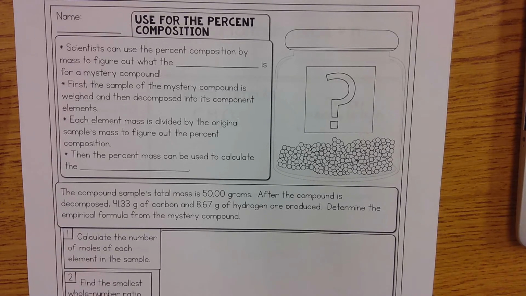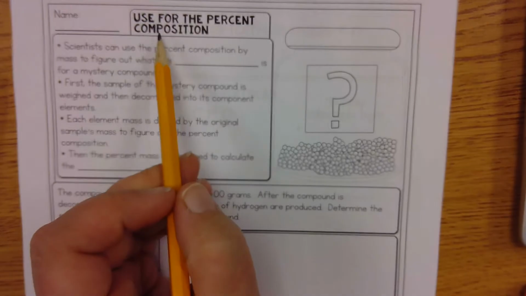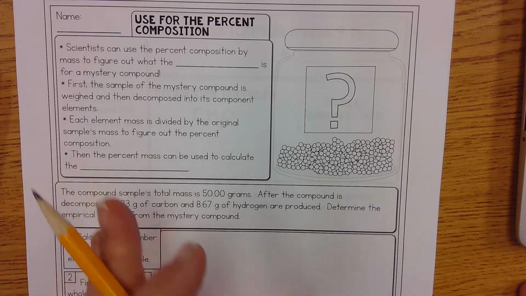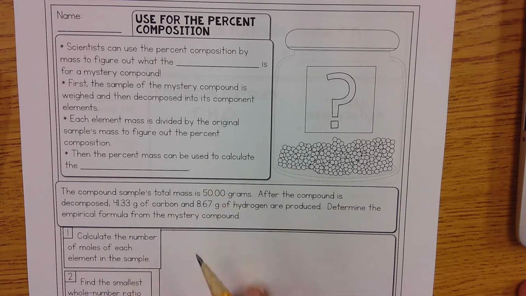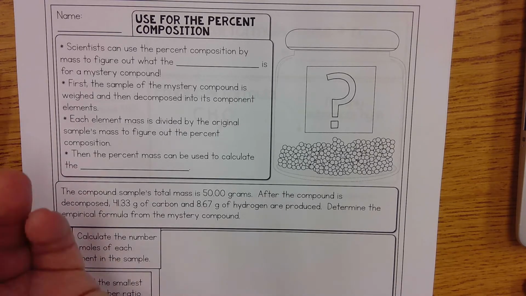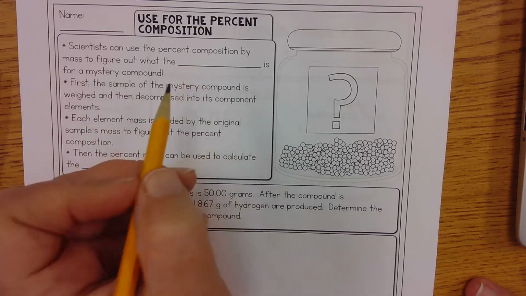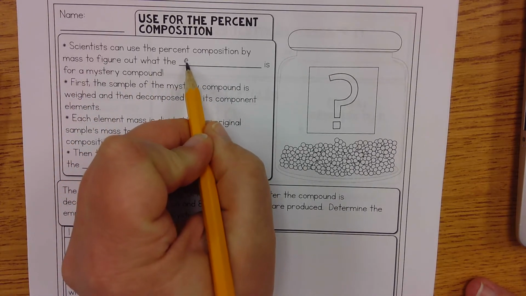Welcome to lesson 5.5. We are going to talk about empirical formulas and how to determine them. If you'll remember in the last lesson, we talked about percent composition. Well, here is one way that is important: we can take that percent composition and figure out the empirical formula of a compound. Scientists can use percent composition by mass to figure out what the empirical formula is.